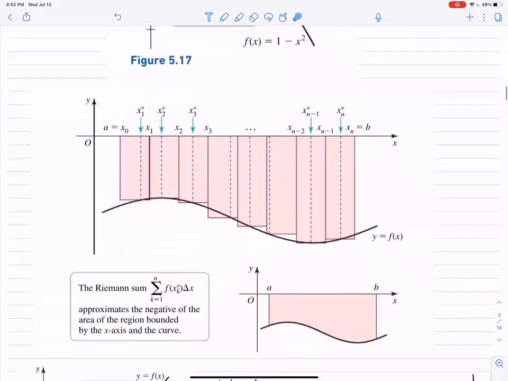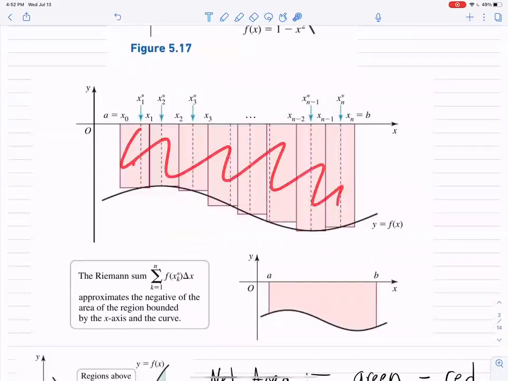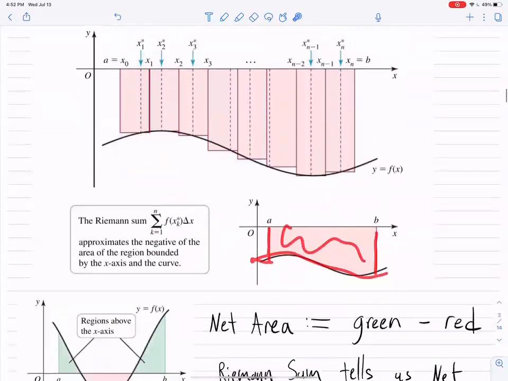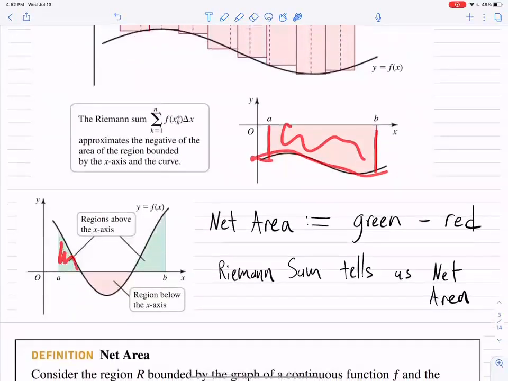A Riemann sum tells us net area, where negative area is area below the x-axis. This is what a Riemann sum looks like when we're below the x-axis. It's red, it's negative area. And the area above, we'll call green area. So the Riemann sum from a to b for this function is that area plus that area minus that area. So it tells us net area.